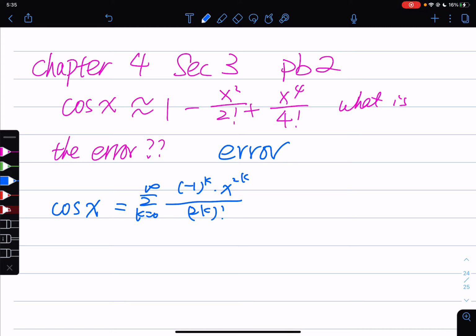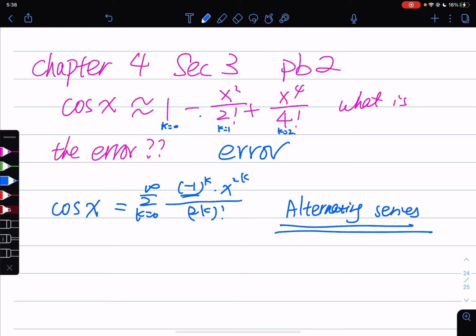Because of the flipped sign, you can realize it's an alternating series. For alternating series, the error is actually quite easy to discuss. The error is bounded by the next term. So what is the next term? This is k being 0, k being 1, k being 2. For alternating series, the error is bounded by the next term.